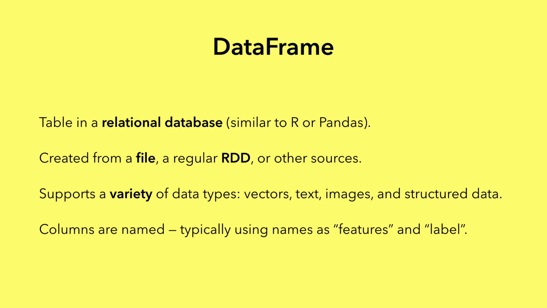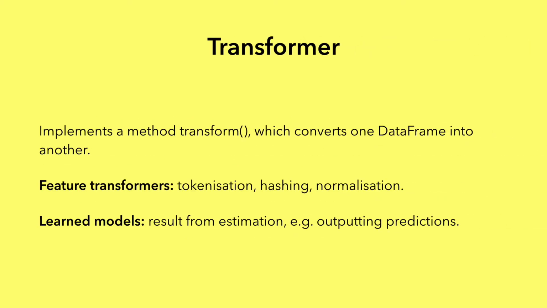Each column in a data frame is named, for example, features and labels in a machine learning context. A data frame is usually raw data. To change this data into something which can be used in a model, it is pre-processed using transformers. Transformers are algorithms which transform one data frame into another using the method transform. They are divided into two types.